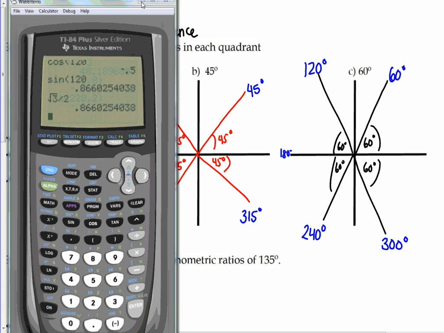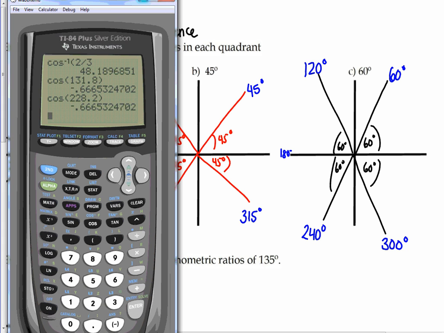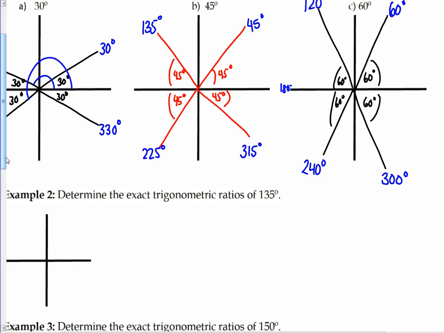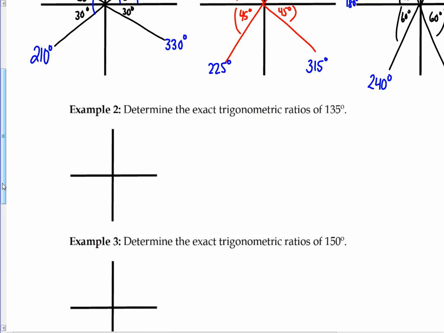So whenever we see these angles, we can use our special triangles. So for example, determine the exact ratio for 135 degrees. Let's start by drawing it. What quadrant?